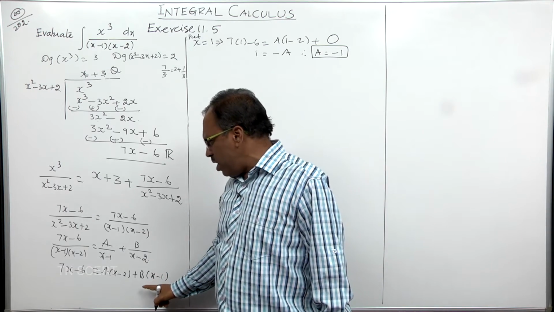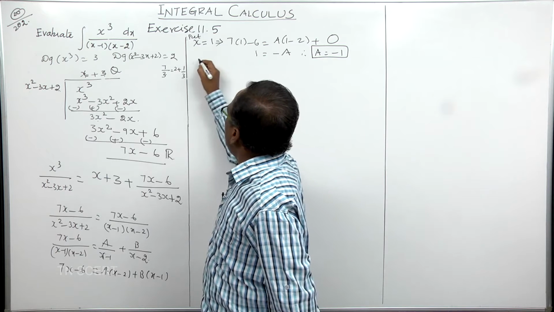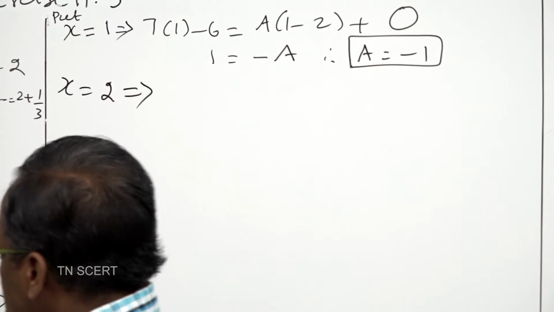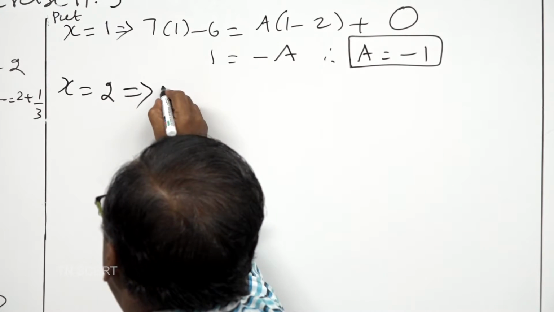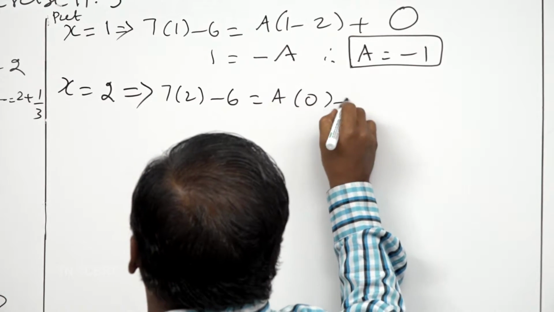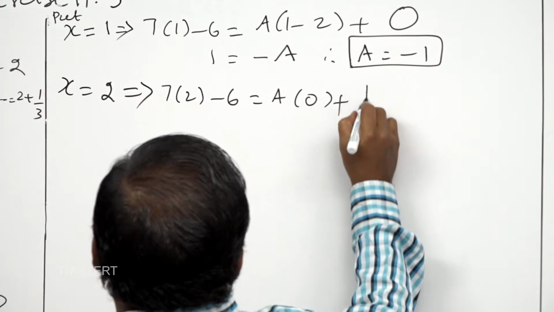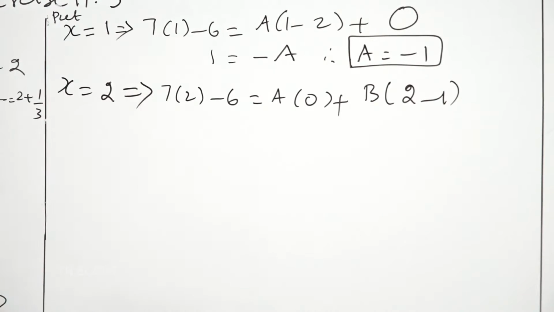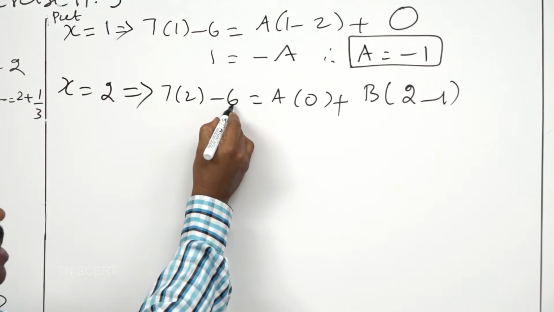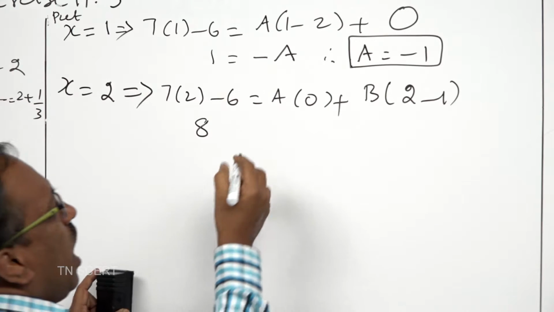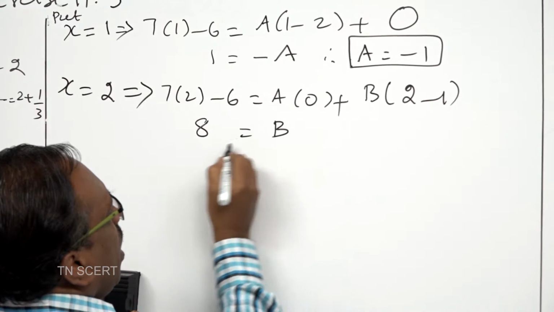Now, you take b here. So, put x is equal to 2 on either side: 7 into 2 minus 6 equals a into 0 plus b into 2 minus 1. 7 twos are 14, 14 minus 6 is nothing but 8, and so it is b like this.